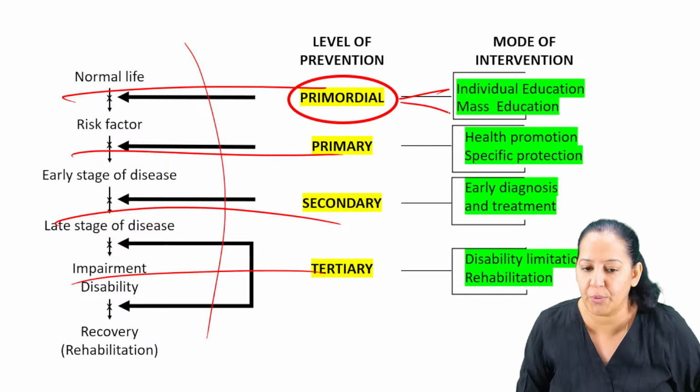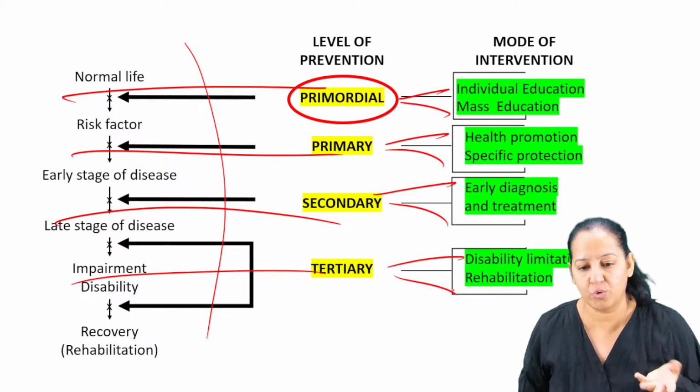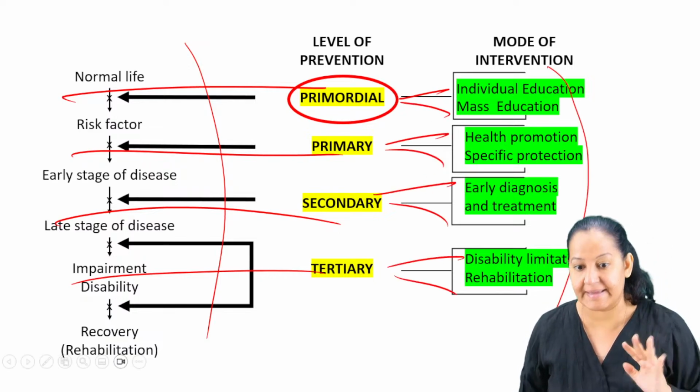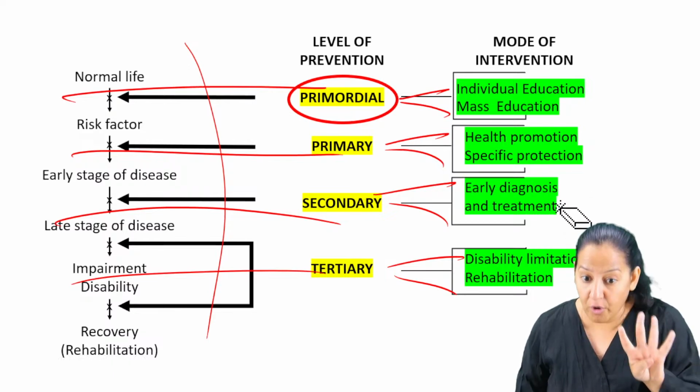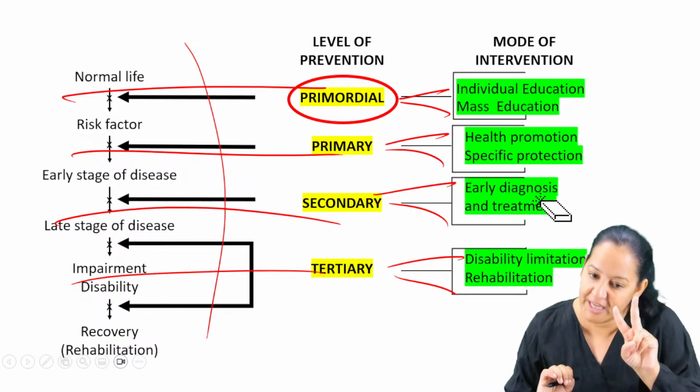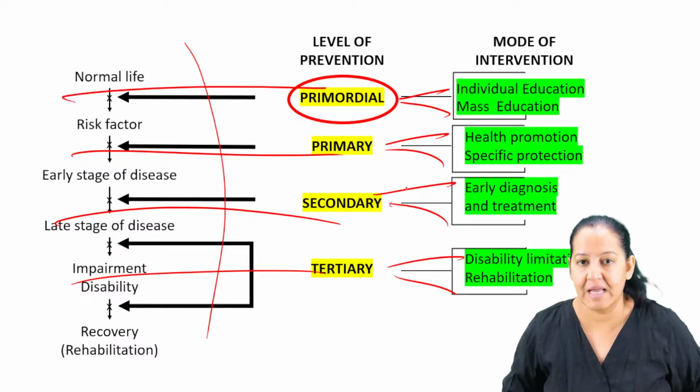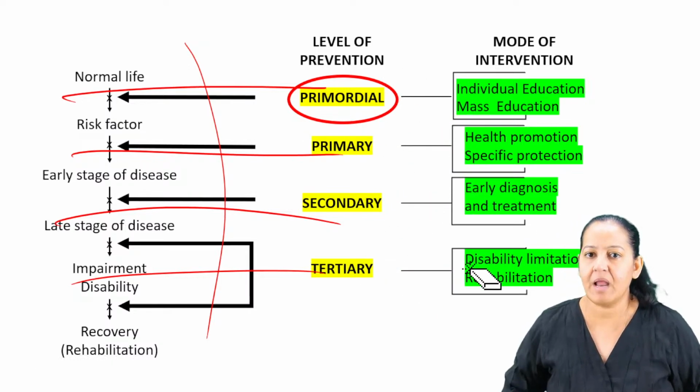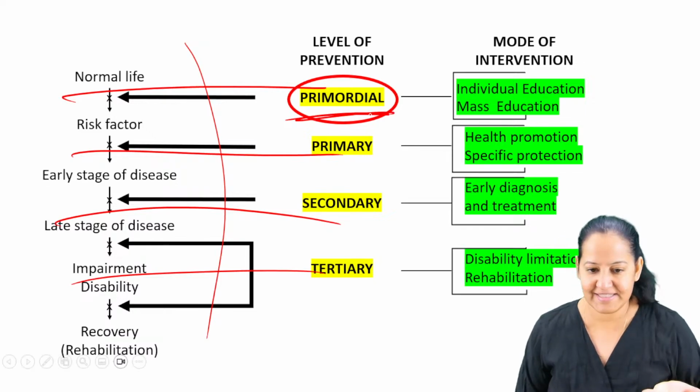So 4 levels of prevention. Each of them has 2 interventions. How to do that? 2. So total 8 interventions are there. Let me explain the interventions also. Each of them has 2 interventions. Let me tell you the interventions. Let me talk about the primordial. So take the same example.